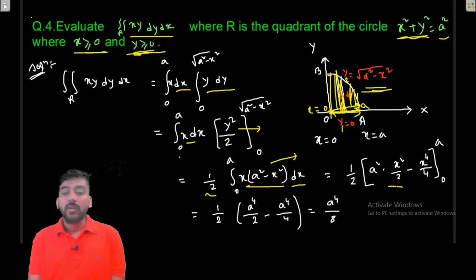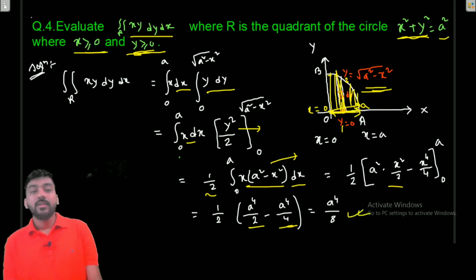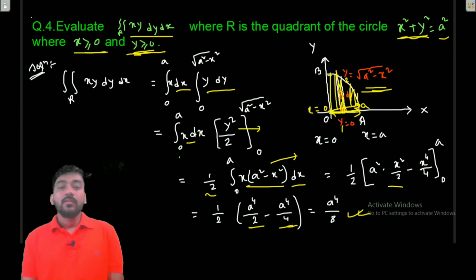So it will be a square by 2, and a square by 2 into a square will be a to the power 4 by 2, and here we already have x to the power 4 by 4, so it will be a to the power 4 by 4. Here we will get a to the power 4 by 4 and into half, then it will be a to the power 4 by 8, and this will be the result of this integration. Okay, so this is how you can solve the problem.